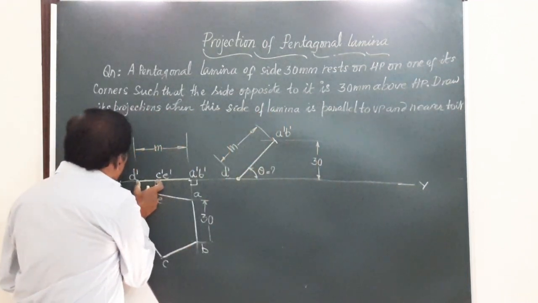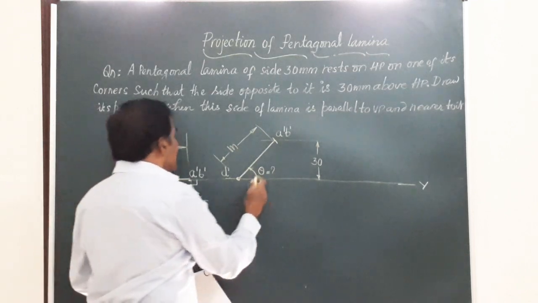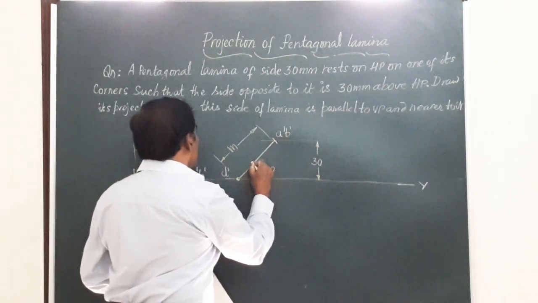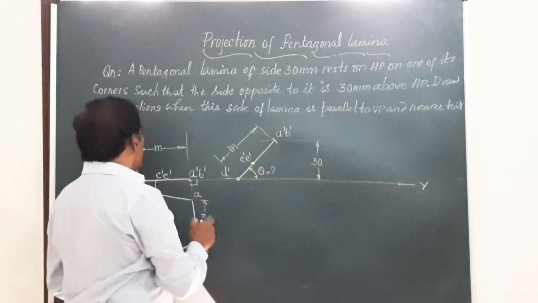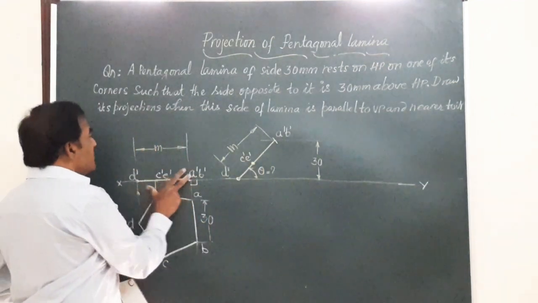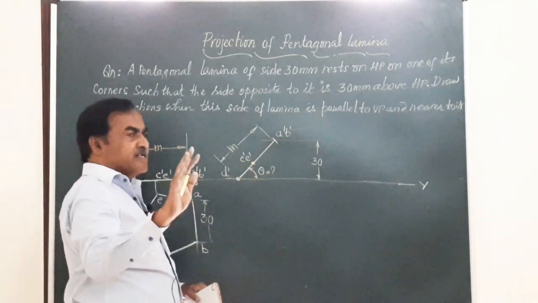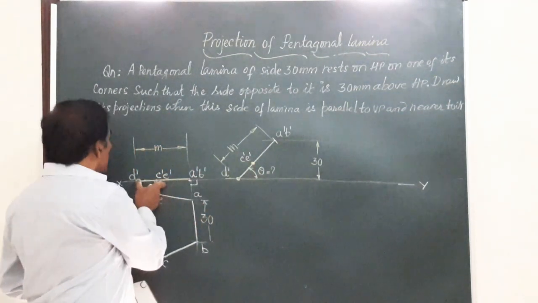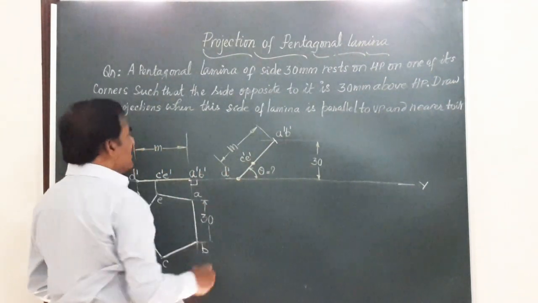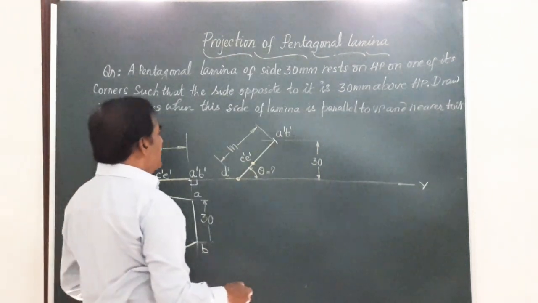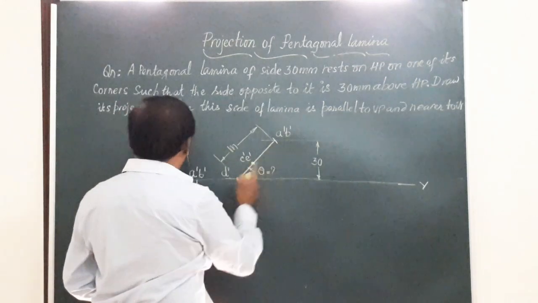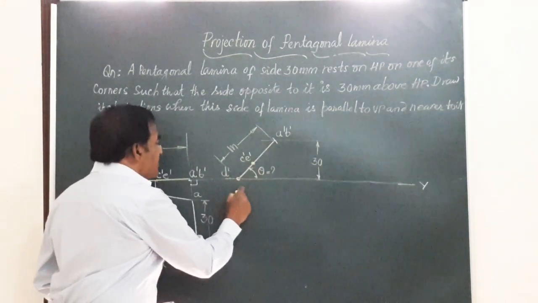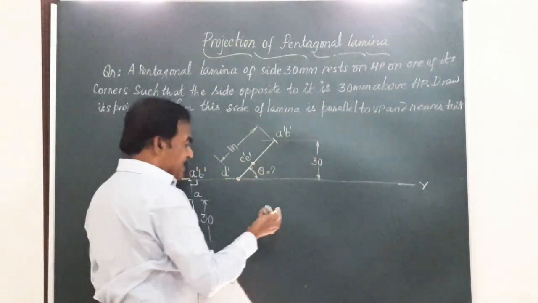Friends, let us mark this distance D dash C dash, the other edge. So friends, I will mark here this as C dash E dash. Remember, this figure, front view, and this will have the same dimension, and the location is also marked exactly from here. Friends, now we have the front view where the side AB opposite to the corner which is resting on HP is at a height of 30 mm.